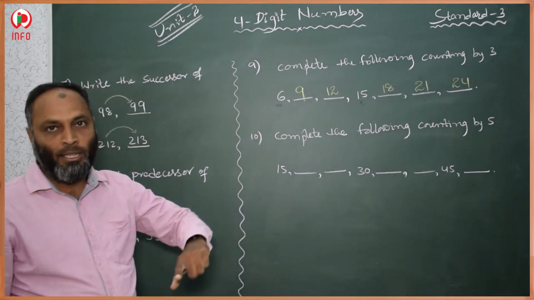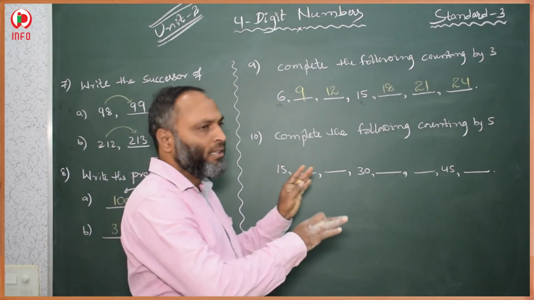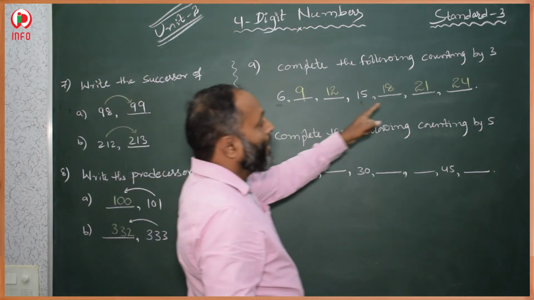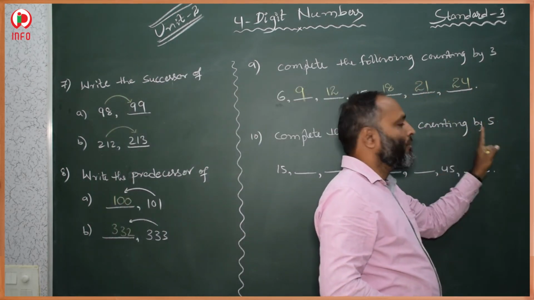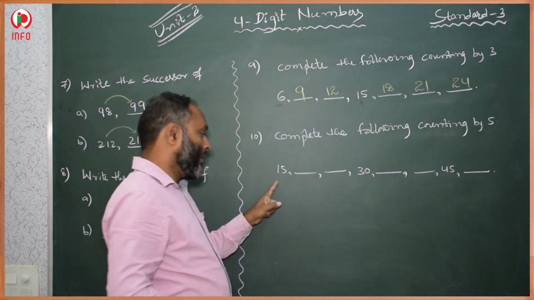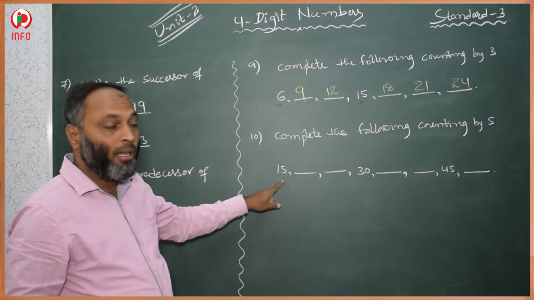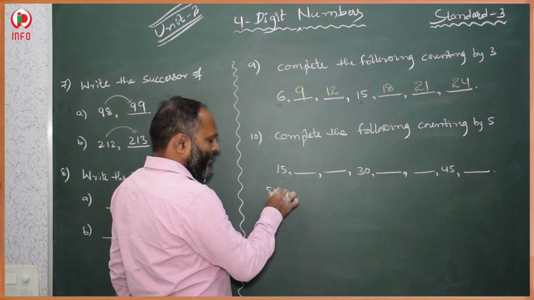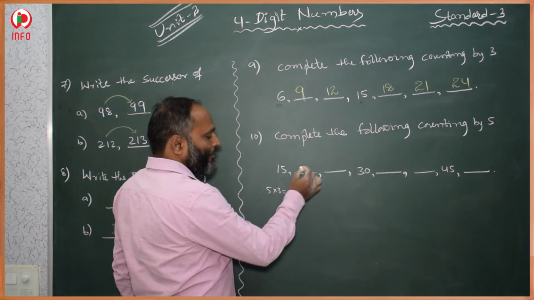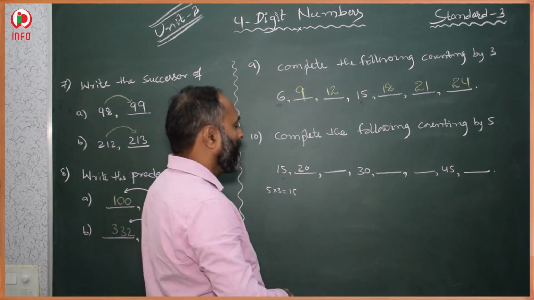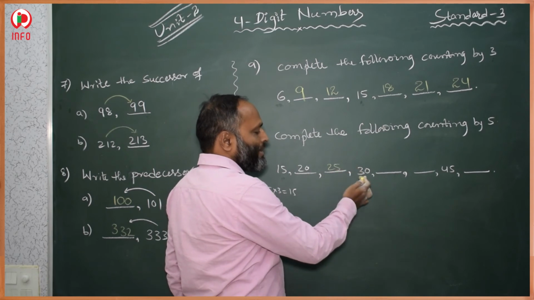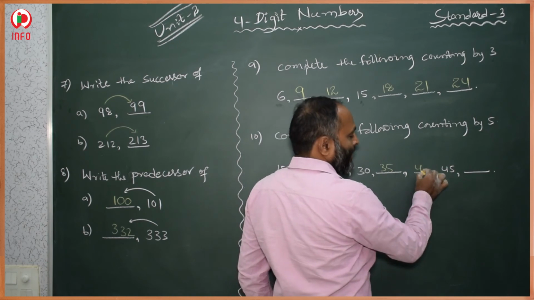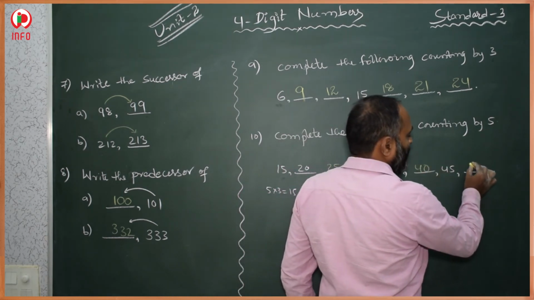Then the 10th question is also a similar question. The 9th and 10th questions are both similar. Here it is counting by 5. 15 is given. In the 5 table, when we get 15: 5 3s are 15, 5 4s are 20, 5 5s are 25, 5 6s are 30, 5 7s are 35, 5 8s are 40, 5 9s are 45, 5 10s are 50.